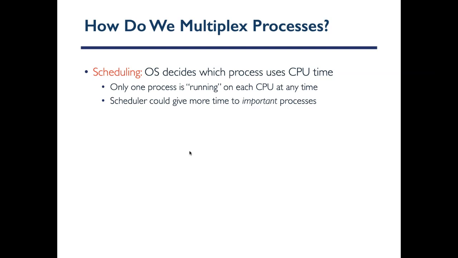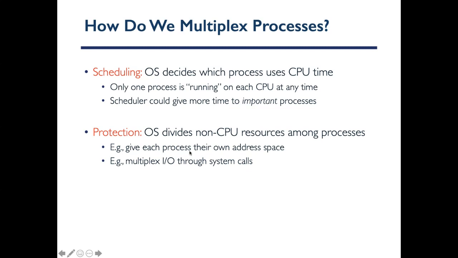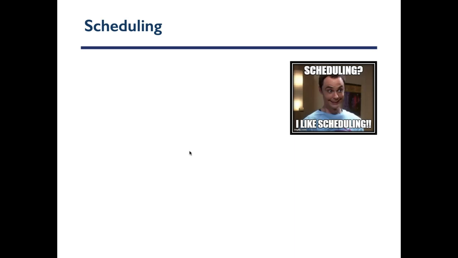The next element to successfully time multiplex is protection. You have to divide all the other resources that you have among your processes while keeping them protected from each other, and while keeping the operating system protected from them. So first, let's talk about scheduling in a little bit of detail. This is going to be a topic of our conversations for multiple lectures.